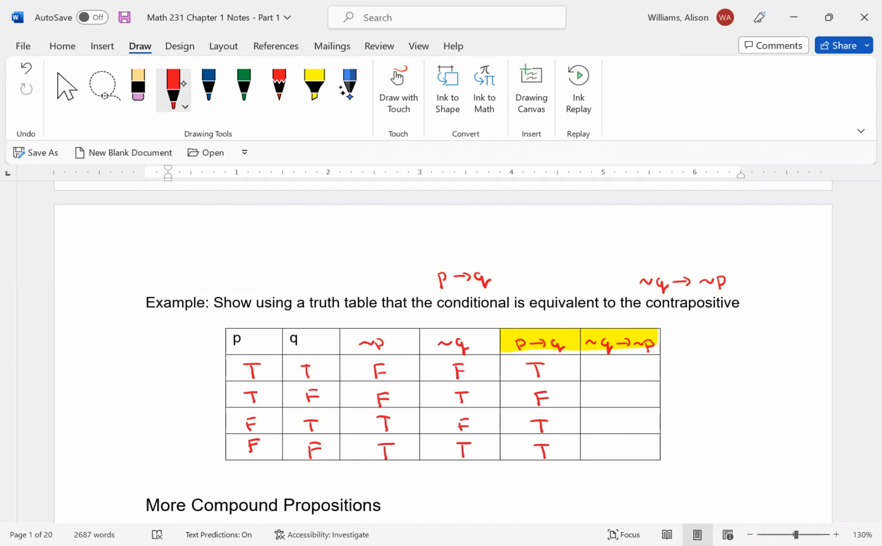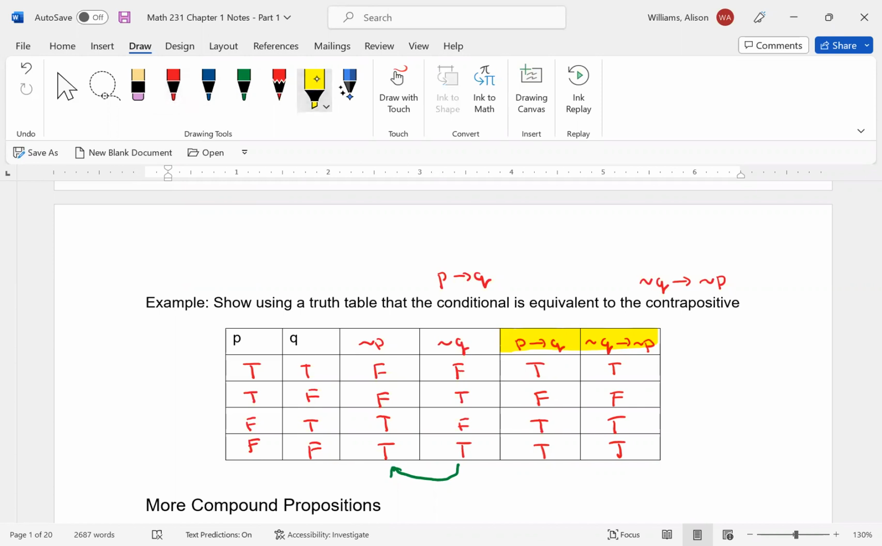Now I'm going to look at them in reverse for the implication. So I'm looking at this implying this. False implies false, that's not a problem. True implies false, that's a problem. False implies true, not a problem. True implies true, not a problem. Just be aware, I'm doing this last column backwards, based on the if-then statement.